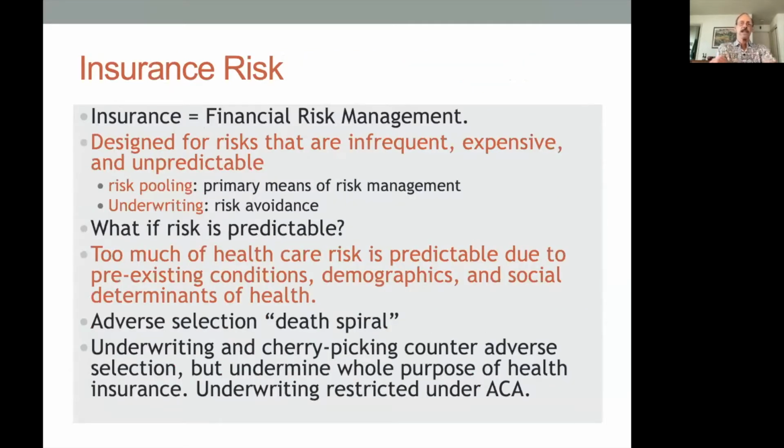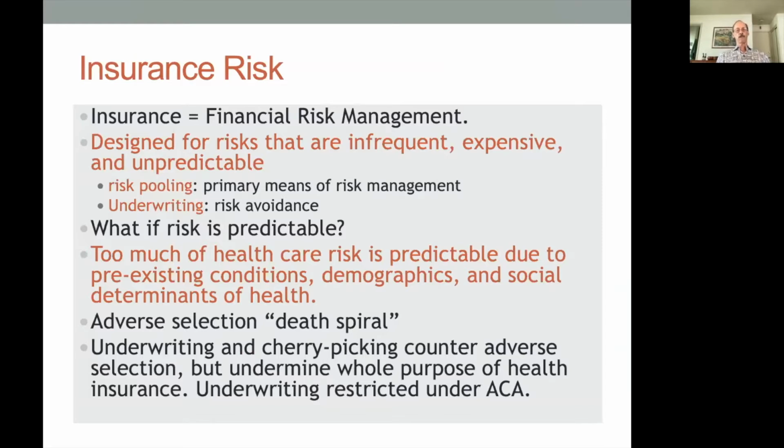These are what it would take to make a single payer system truly cost effective. So insurance risk is designed for risks that are infrequent, expensive, and unpredictable, like lightning hitting your house and having it burn down. And if a risk has all three of those characteristics, then the main way risk is managed is risk pooling, where everybody chips in a little every month, and when somebody has a disaster, the money is there to cover it. But if the risk is at least partially predictable, then insurance companies introduce underwriting, which is the analysis of risk in order to either charge more for it or avoid covering it. And that is counterproductive to the whole purpose of healthcare. And in healthcare, way too much of the risk is predictable due to pre-existing conditions, demographics, and social determinants.